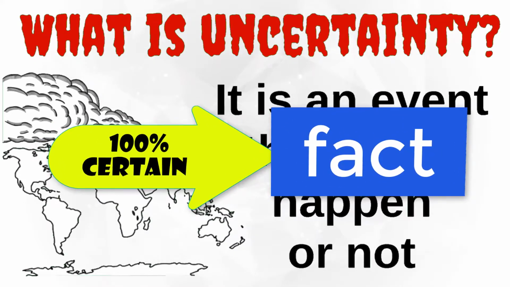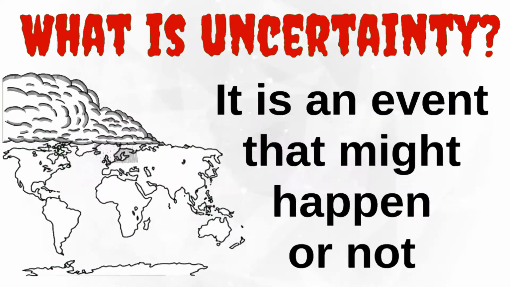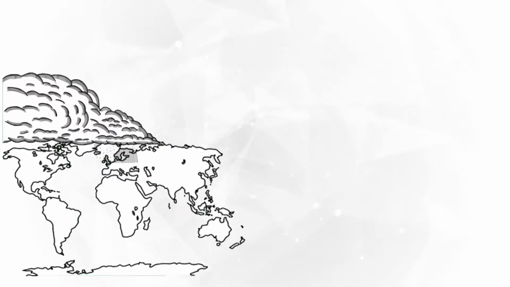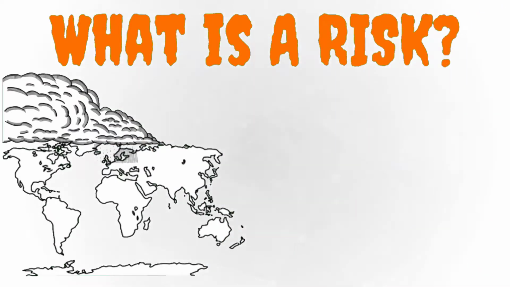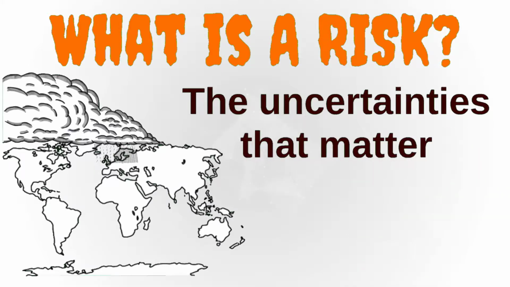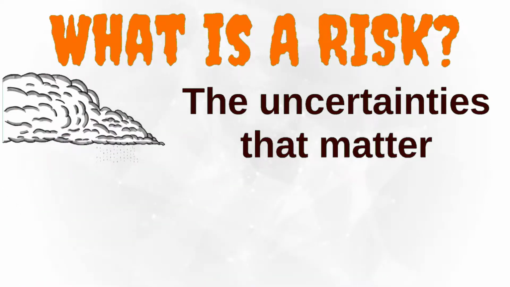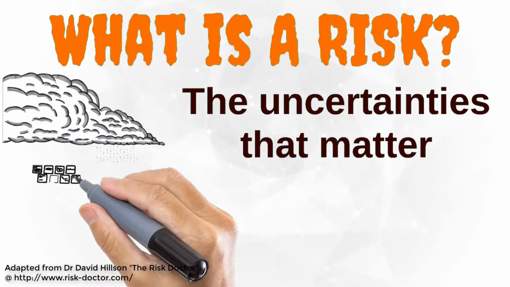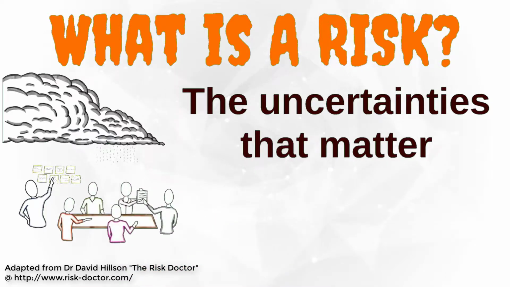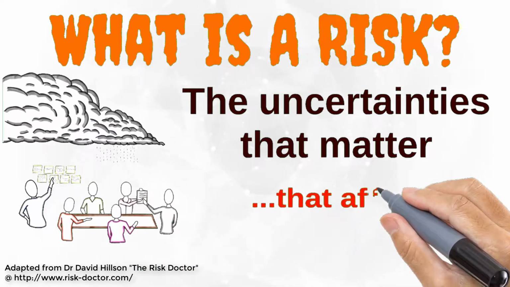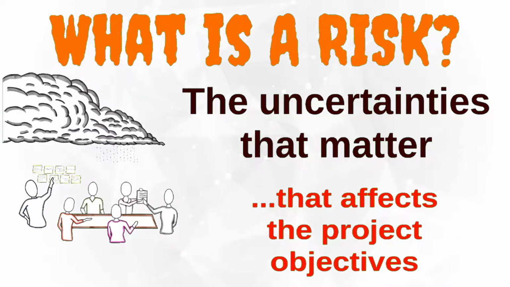Usually, we can identify several uncertainties in several places. Right now, we may have a storm in some place in the world. It is an uncertain event, but maybe not a risk. What is a risk? Well, risks are the uncertainties that matter. Then we have the question, matter to what? We can say that it matters if it affects the project objective. A storm 10,000 miles away should not affect the project activities, and therefore it is not a risk.